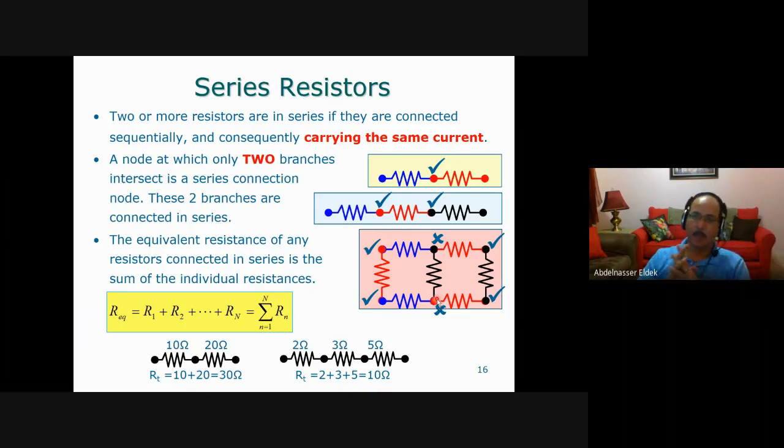Same for this one. And to calculate the total resistance of a number of resistors connected in series, it's very simple. All you have to do is just add them. For example, if you have a 10 ohm and a 20 ohm connected in series, what's the total? It's 10 plus 20, which is 30. And if you have three resistors in series like this, 2, 3, 5, you add them: 2 plus 3 plus 5 equals 10.